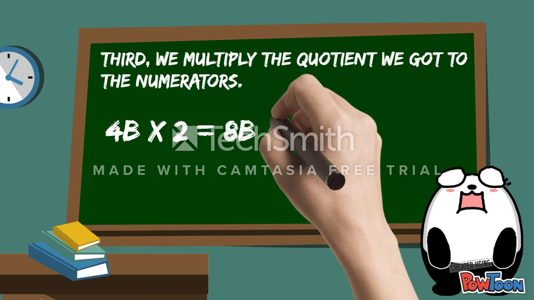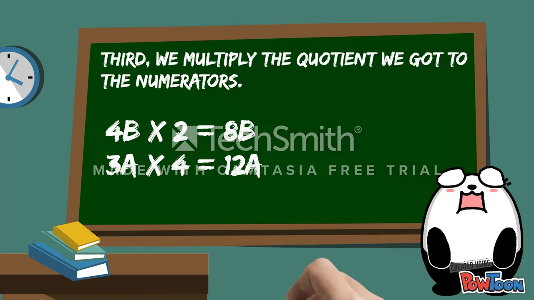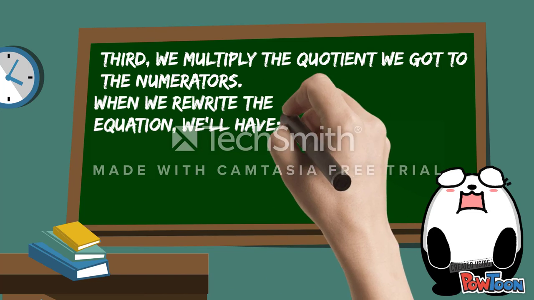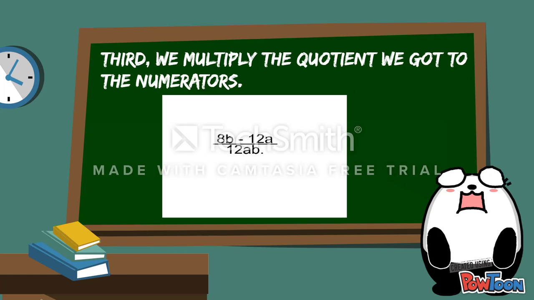Third, we multiply the quotient we got to the numerators. Therefore, we'll multiply 4b to its numerator too, and then we get 8b. We do the same to the subtrahend. 3a multiplied to 4 would have the product 12a. That gives us (8b minus 12a) over 12ab.